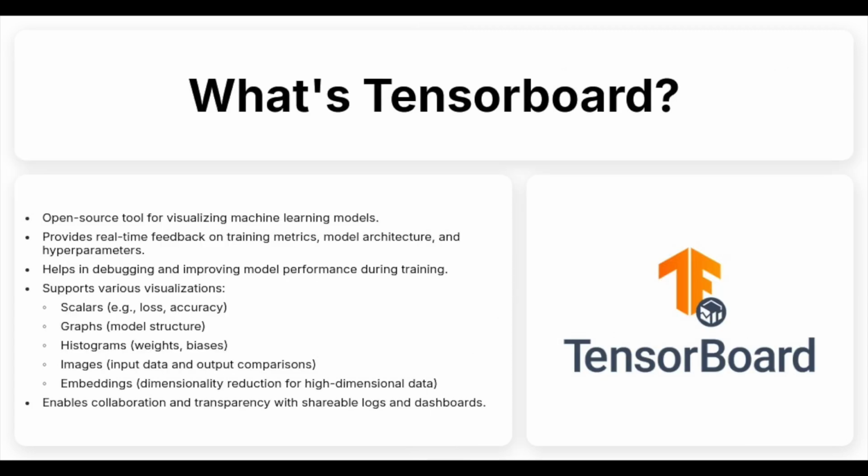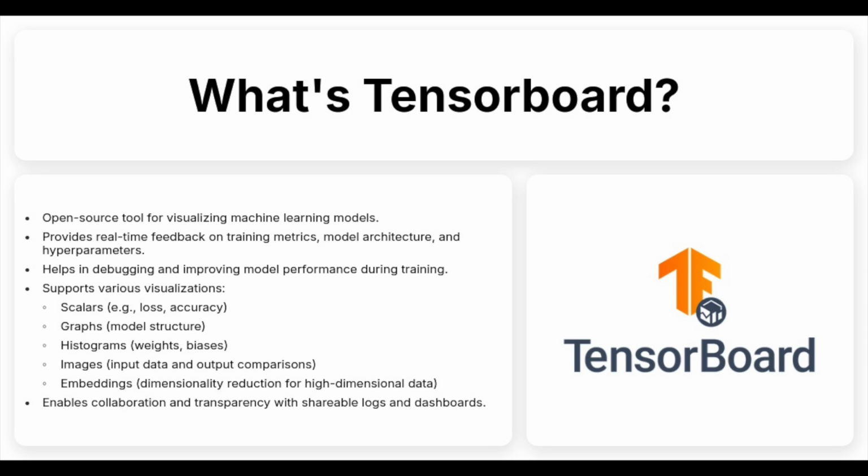Tensorboard is an open source tool for visualizing machine learning models. It provides real-time feedback on training metrics, model architecture, and hyperparameters. It's extremely helpful in debugging and improving model performance during training. And it supports various visualizations. So we can look at scalars such as loss and accuracy. We can look at the model structure, and we can look at the weights and biases. It's an extremely usable tool for evaluating model performance live, and it's very shareable and loggable.